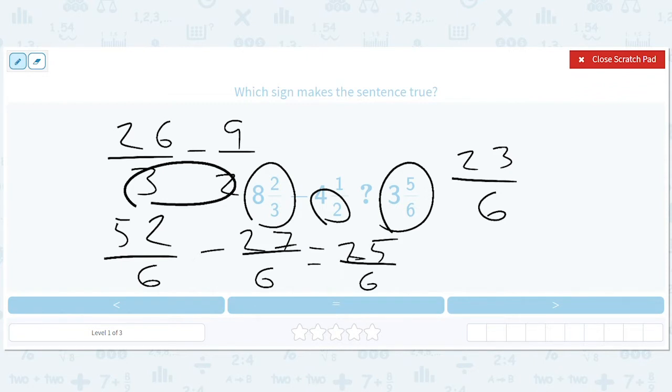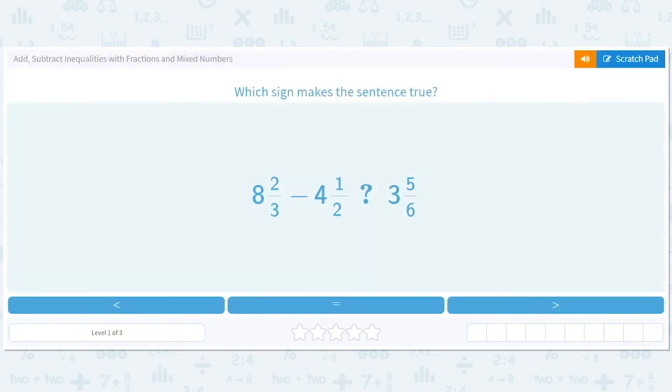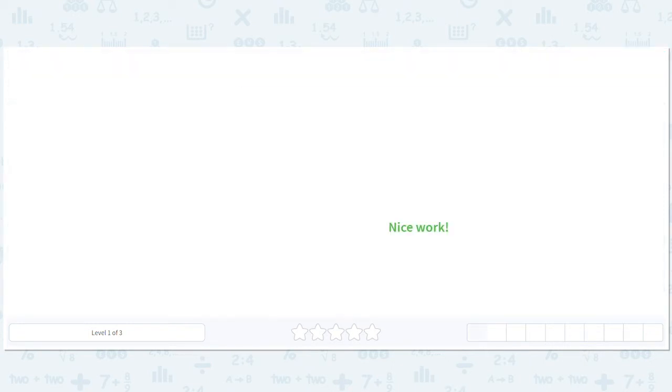So is 25 over 6 greater than, equal to, or less than 23 over 6? I think we know that it's greater than, right? Because 25 is greater than 23, and the 6s are the same. So, greater than.